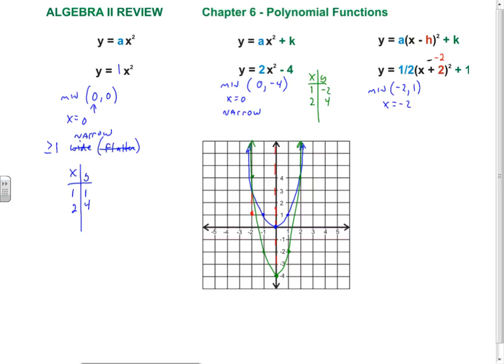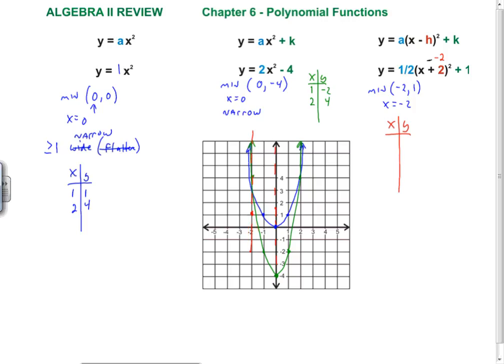In this case, our line of symmetry is right up there. I now want to do an XY chart. And please note where I'm at. I'm already at negative 2, right here at my vertex at negative 2. Therefore, that's going to tell me I'm going to move to the right.